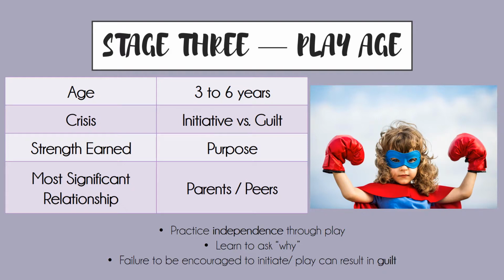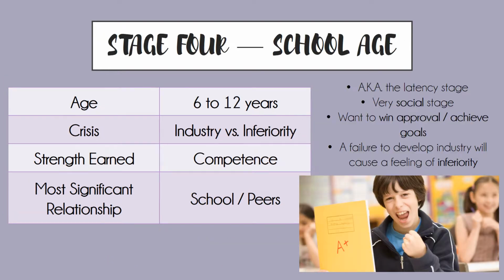If they're successful in balancing between initiative and guilt, they're going to earn a sense of purpose in life because they feel like they can take action and take control in the correct way. The fourth age is the school age, also known as the latency stage. This is between ages 6 and 12 years old, and our central crisis here is industry versus inferiority.